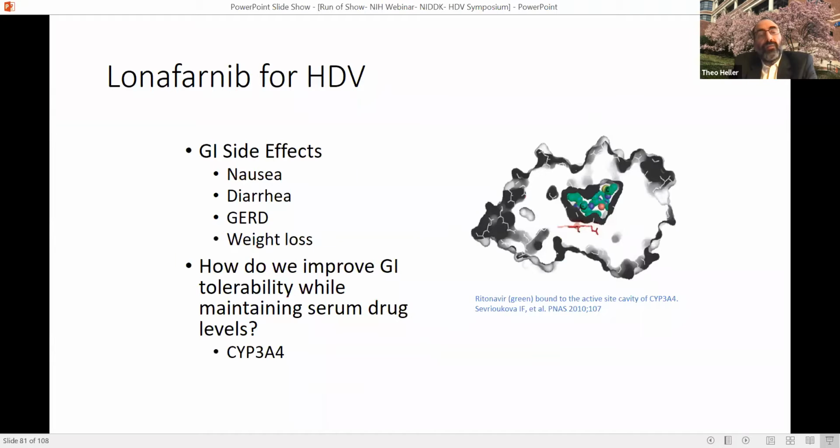However, a lot of patients had side effects: nausea, diarrhea, reflux, and weight loss. And so to improve GI tolerability while maintaining serum drug levels, ritonavir was added because it inhibits CYP3A4, which is how lonafarnib is metabolized. Next slide, please.